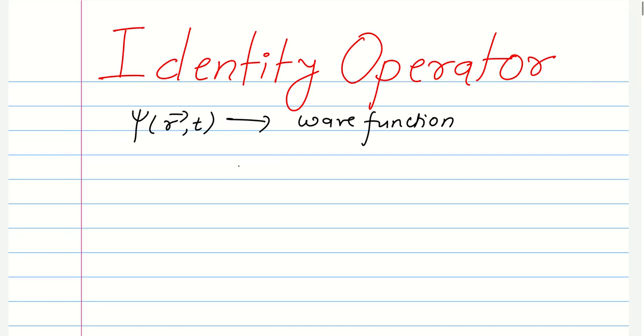In Dirac notation, you will represent it this way. This is the Dirac notation. Now you call it the state function. So wave function, state function, same thing.